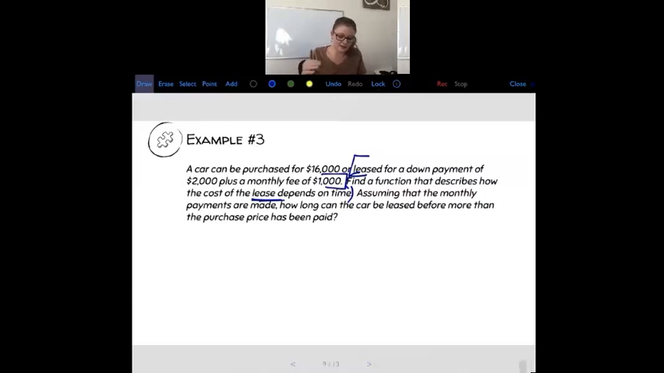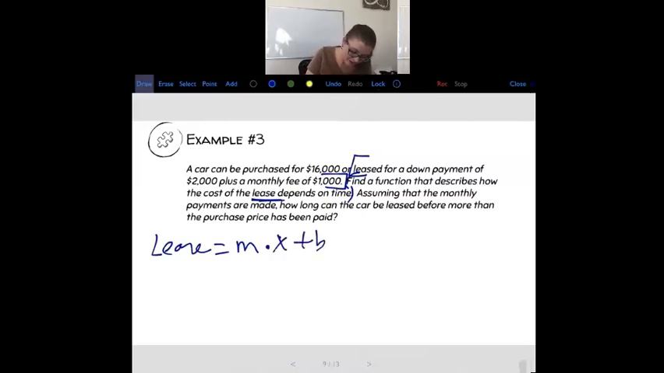Okay, I know it says a car can be purchased for $16,000. We'll actually get into that in the second part of this problem. Okay, so our lease is going to equal some slope times the number of months, plus b. Let's just put mx plus b.